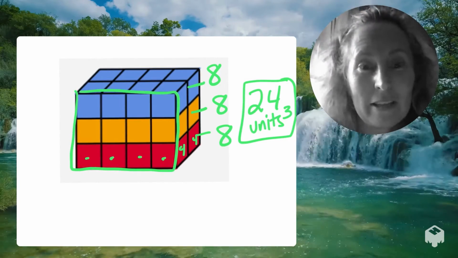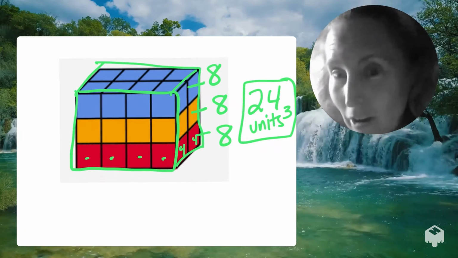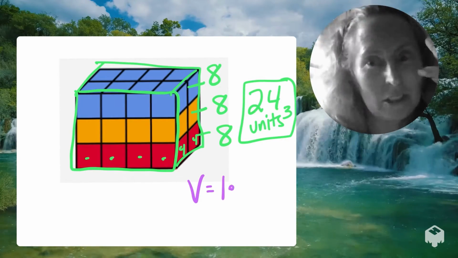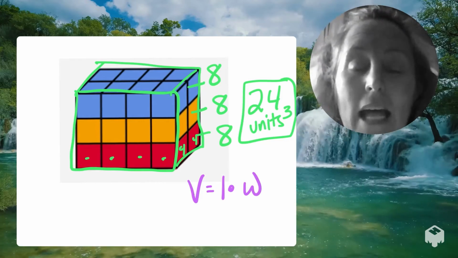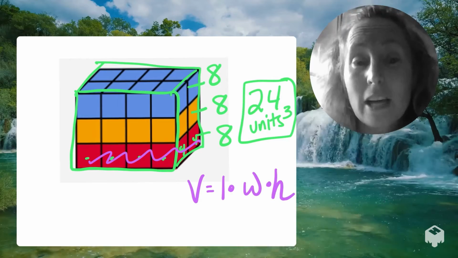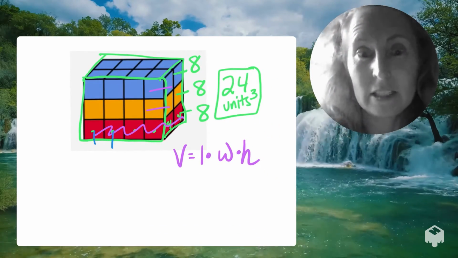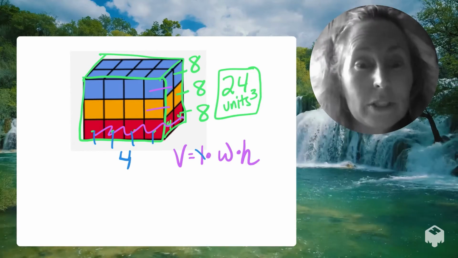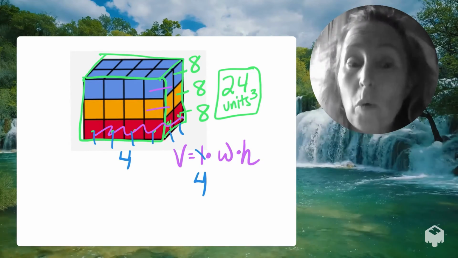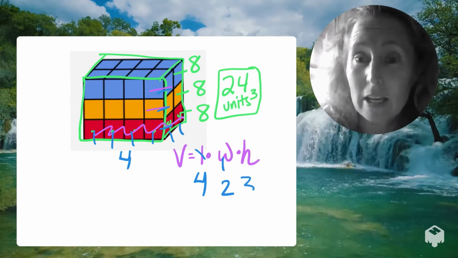So guess what? There's a formula that we can use to make our lives easier. And yeah, we're going to formula, substitute, solve, and Miss Amanda's going to love you next year when she sees you doing this. V equals L times W times H: length times width, the area, times H. What do you think that stands for? The height. So if we plug those numbers in, or substitute, it would be 4 times 2 times 3 layers high.